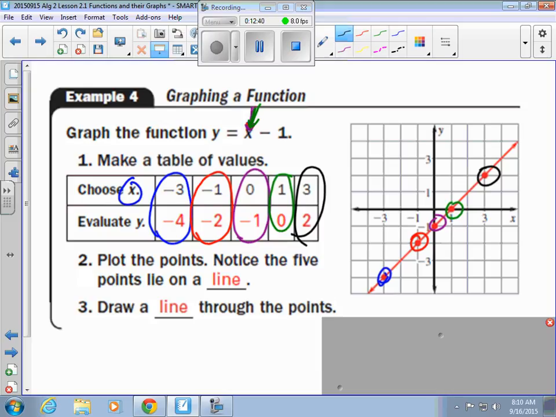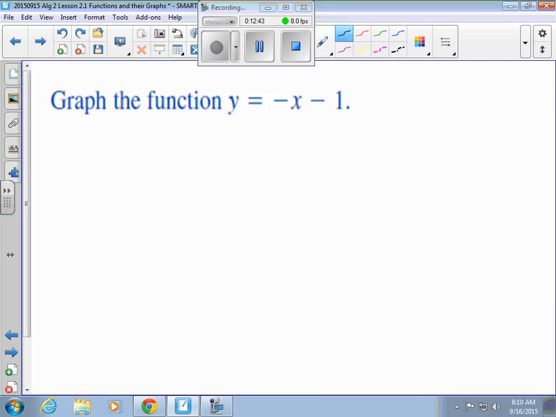We're going through this to remind you how to do this. That way when you see curved lines, you don't freak out.